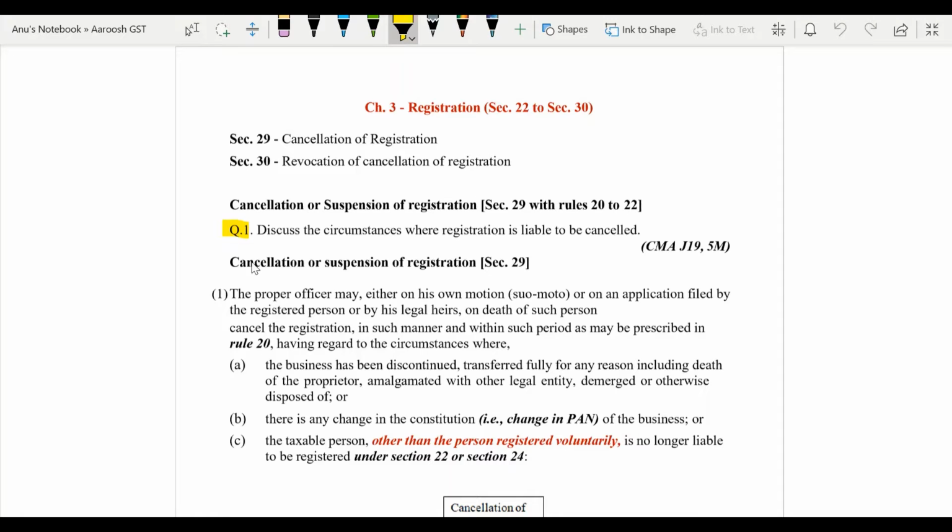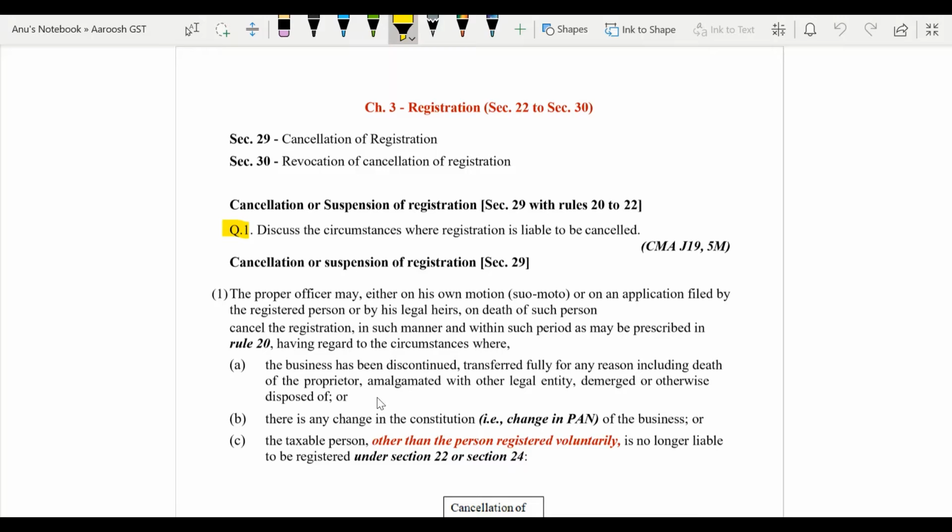Now we'll be studying cancellation or suspension of registration, section 29. 1. The proper officer may, either on his own motion, suo motu, or on an application filed by the registered person or by his legal heirs on behalf of such person, cancel the registration in such manner and within such period as may be prescribed in Rule 20, having regard to the circumstances where a. the business has been discontinued, transferred fully for any reason including death of the proprietor, amalgamated with other legal entity, demerged or otherwise disposed of.